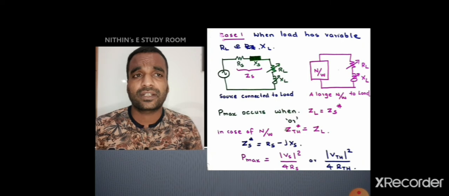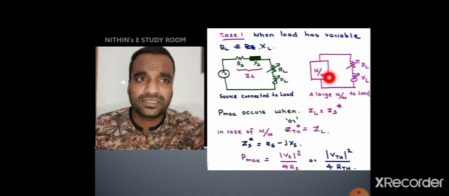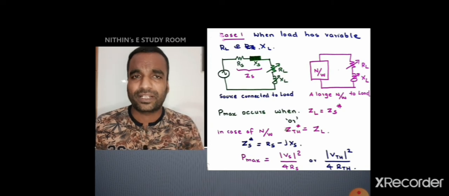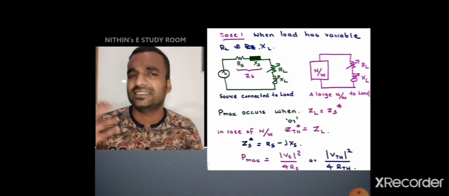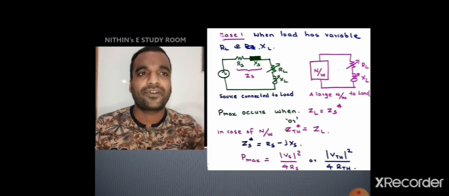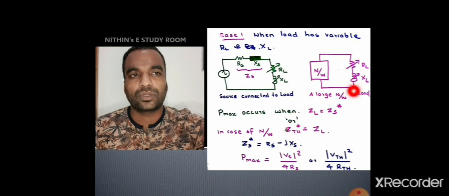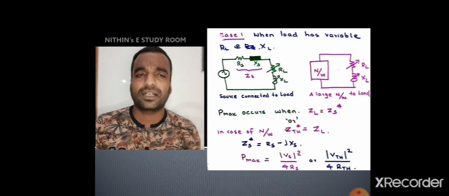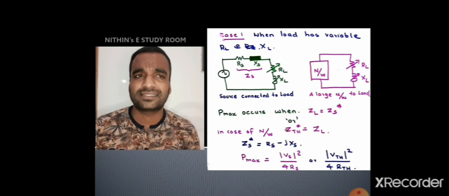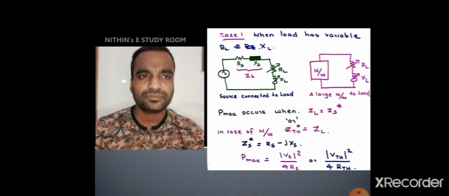So the right-sided figure is explaining a large network inside that square box. Inside this box, everything is there: voltage source, maybe current source, or resistance, inductance, series parallel combination. It's a big network. Finally, that network is trying to supply power to this load. We identified this portion as a load, and both the components of the load, reactance and resistance, are variables. They are ready to get varied for absorbing maximum power.